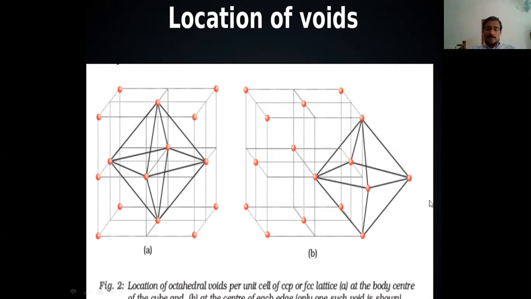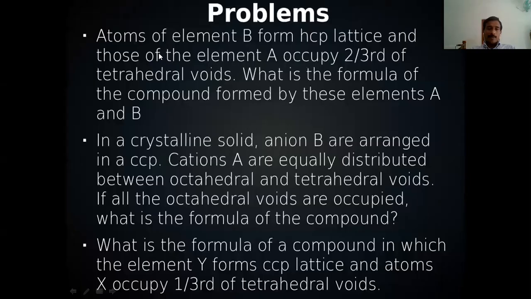Now based on this, we can solve some problems. You read the first problem. Atoms of element B form HCP lattice, and those of the element A occupy 2/3 of the tetrahedral voids. What is the formula of the compound formed by these elements A and B? I will explain this one. Atoms of element B form HCP. That means B forms close-packed arrangement.